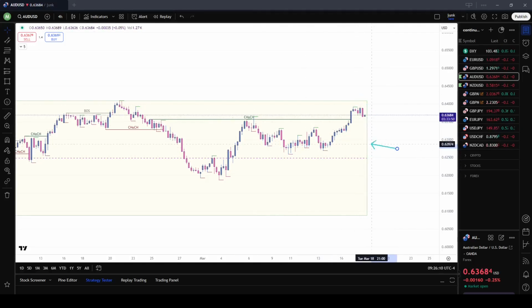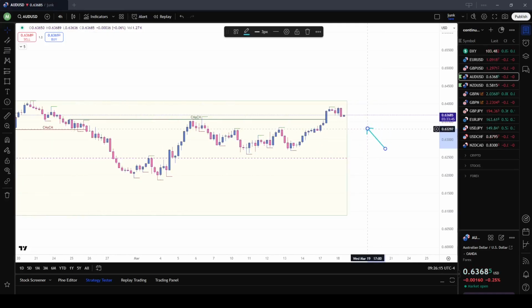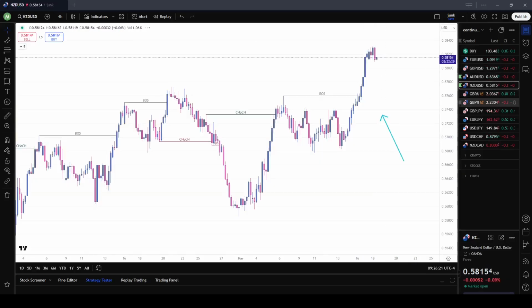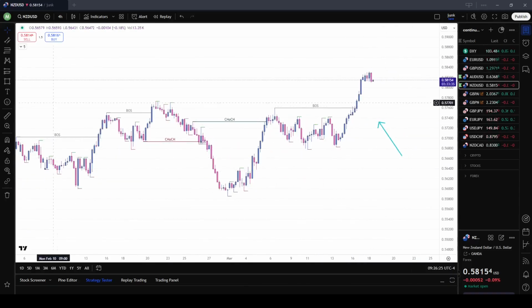If it does retrace back, we're looking for any opportunity, any opportunity when the bullish momentum kicks in, when the chart presents itself. NZD USD. Let's go ahead and map out the current range.